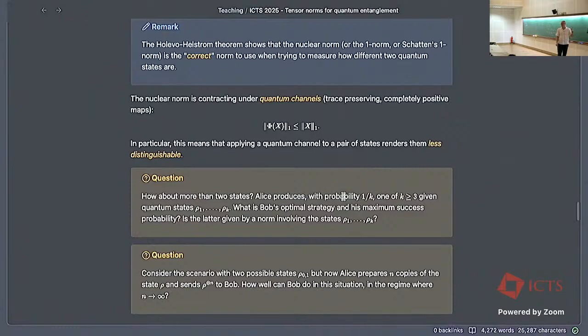And what happens when n goes to infinity? So you would expect that Bob should do better if he has more copies because he has more information on this unknown state. It is the case, but how much better can he do? These are two very nice questions related to this state distribution.